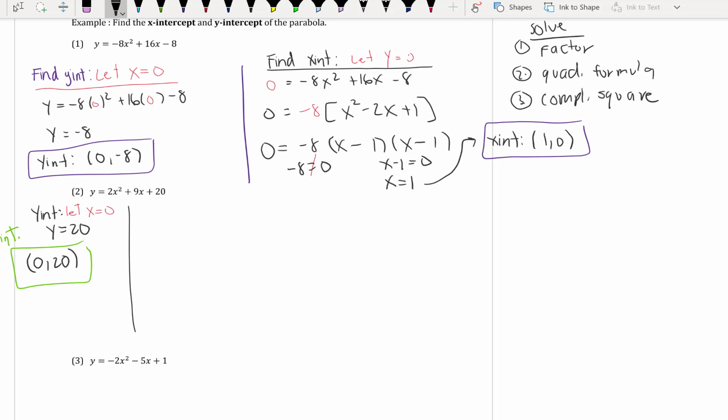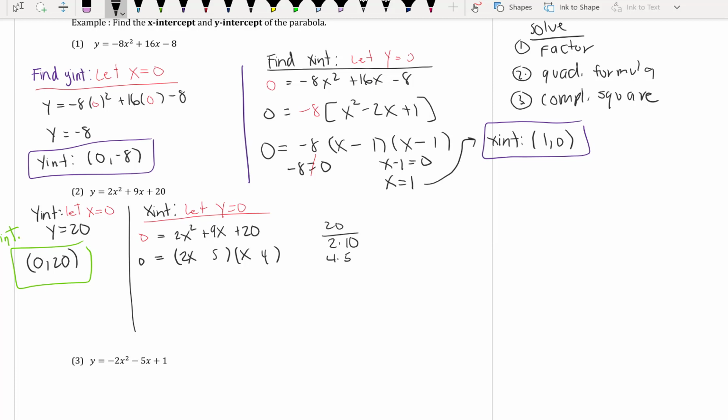Now, let's think about the x-intercept, where you are going to let your y value equal to 0. So I have now 0 is equal to 2x squared plus 9x plus 20. Here I do not have a GCF because 9 has 3 as its factor. It's not divisible by 2. So you can either do the AC method or you can do guess and check. I'm going to go ahead and go with guess and check. So I have 2x times x.